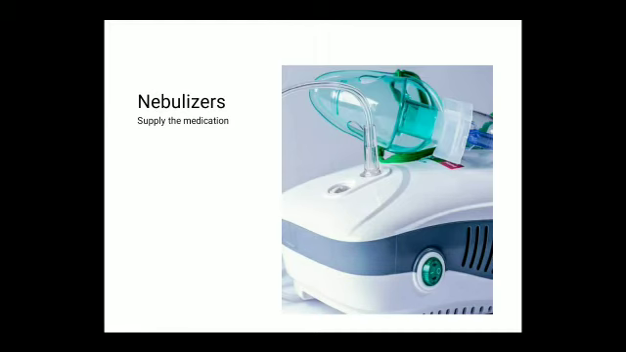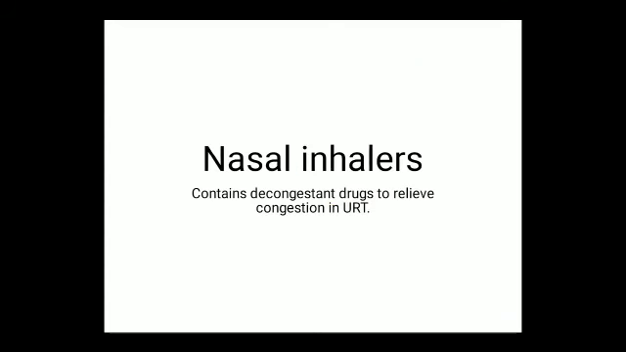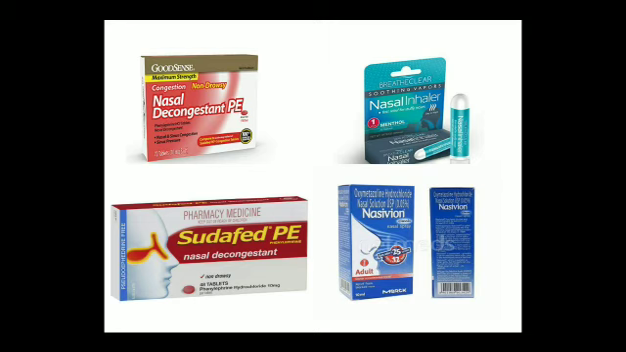Nebulizers. Nebulizers supply the medication to the patient's lungs. Nasal inhalers contain decongesting drugs to relieve congestion in the upper respiratory tract. Examples are Good Sense containing phenylephrine, Sudafed PE containing the nasal decongesting agent phenylephrine hydrochloride, and Nasivion containing oxymetazoline hydrochloride. It is in the form of a nasal solution.